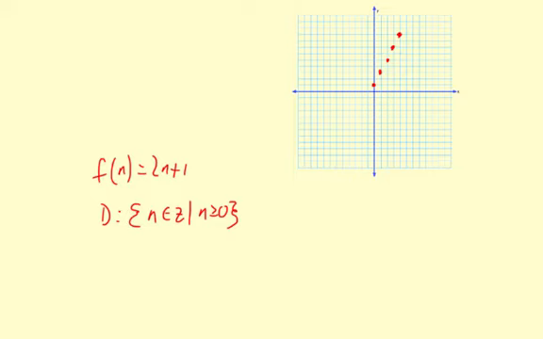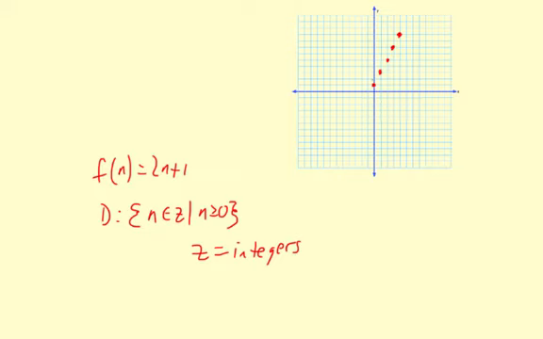The domain. N, the input, is an element of z. Now, z is integers. The input for a sequence has to be integers only. And also, it's such that n is greater than or equal to 0. So non-negative n values. It starts at 0 for input, then 1, then 2, then 3, then 4.